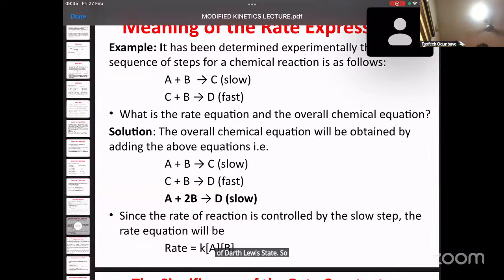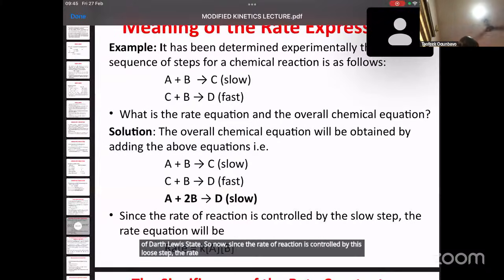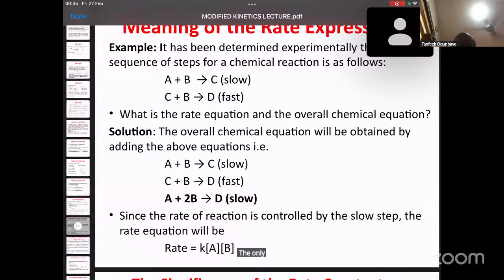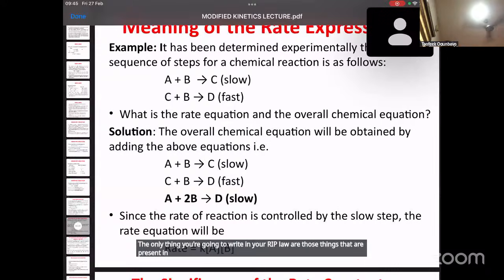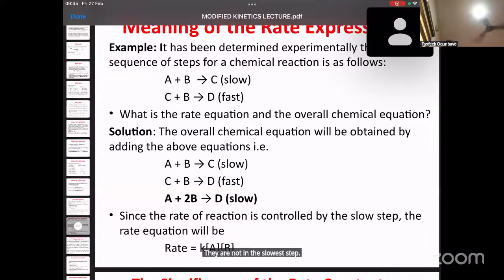So now, since the rate of reaction is controlled by the slow step, when you want to write your rate law, you are not going to be using anything in that fast step. The only things you're going to write in your rate law are those that are present in the slow step. That is how those molecules, you see them in the overall equation, but they are not present in the rate law. It's because they're not in the slowest step, they're in the fast step.